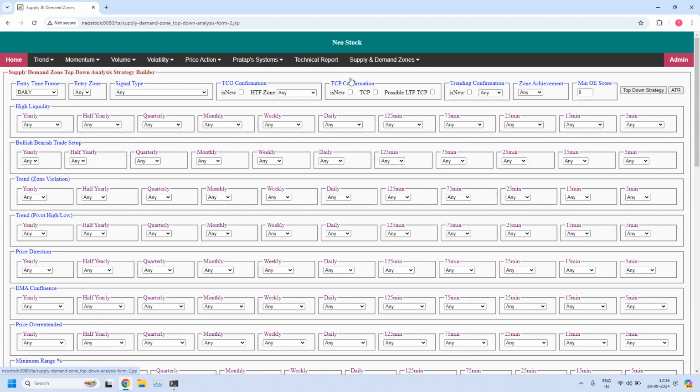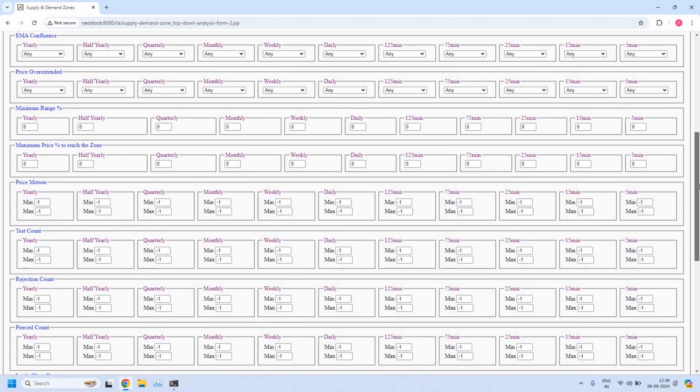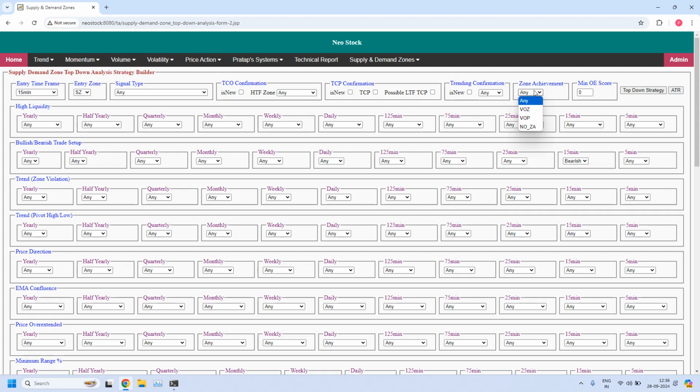Next, let us look for bearish trade setup for daily income trade. Entry time frame 15 minutes, entry zone should be supply zone. In the bullish or bearish trade setup parameter, I have to select bearish, and then 15 minutes supply zone. This 15 minute supply zone should not be pierced. So in the pierced count at 15 minutes time frame, minimum value I am setting 0, maximum value I am setting 0. Zone achievement should be violated opposing zone, minimum odd enhancer score should be 12. All the 3 filters are applied to 15 minute supply zone.